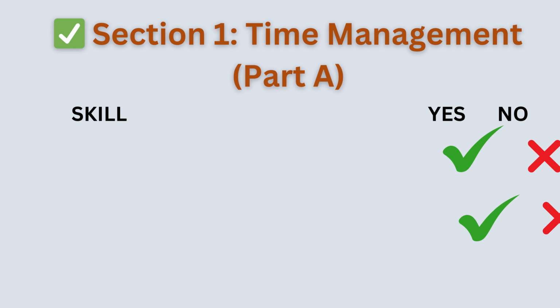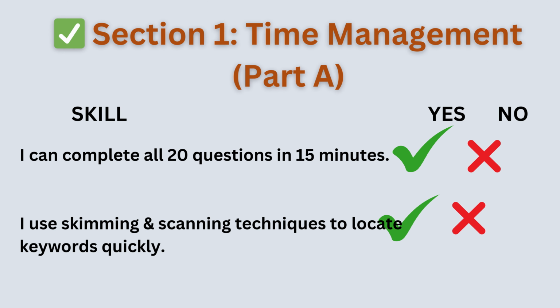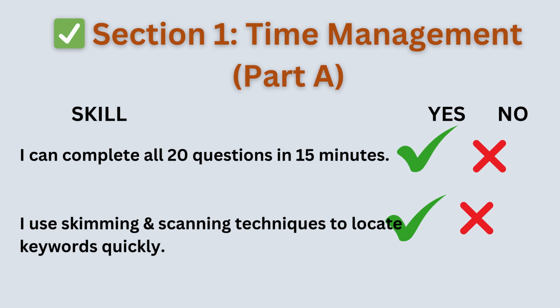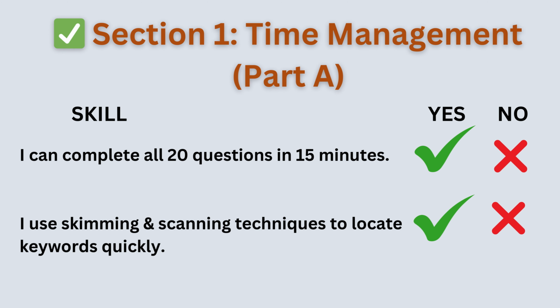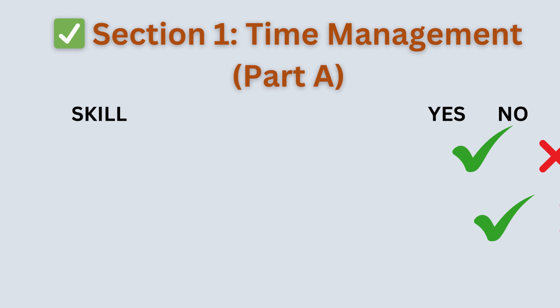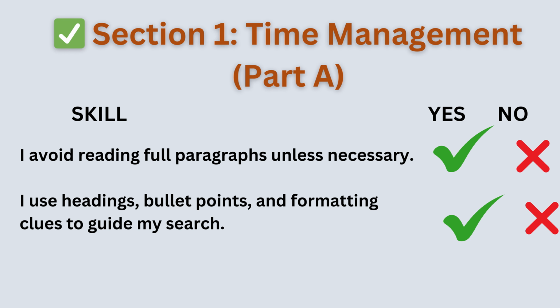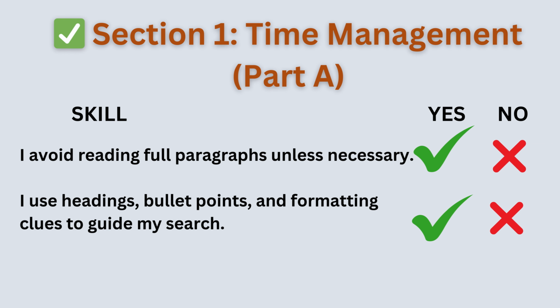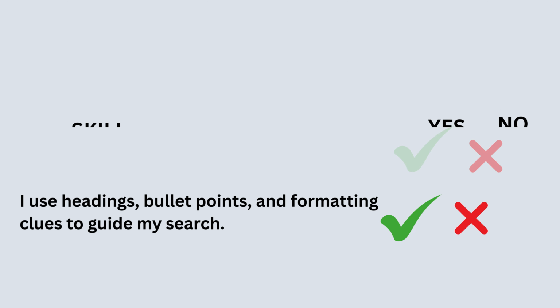Section 1. This is related to time management for Part A. Answer these questions. I can complete all 20 questions in 15 minutes. I use skimming and scanning techniques to locate keywords quickly. I avoid reading full paragraphs unless necessary. I use headings, bullet points, and formatting clues to guide my search.